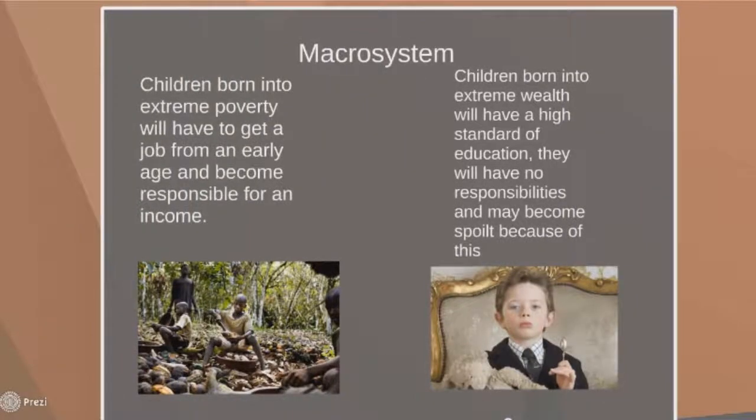An everyday example would be a child born into extreme poverty. He or she will have to get a job at an early age. A simple example of this would be in Africa. Another, in complete contrast, is a child born into extreme wealth. This child will have a high level of education and a high job and will have little or no responsibilities to the family. An everyday example would be a child born in America with a very good background.